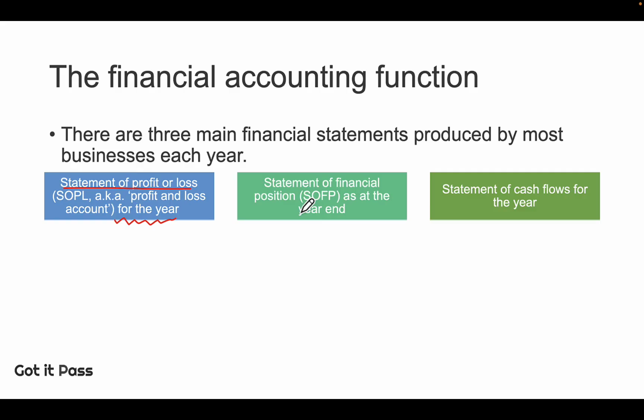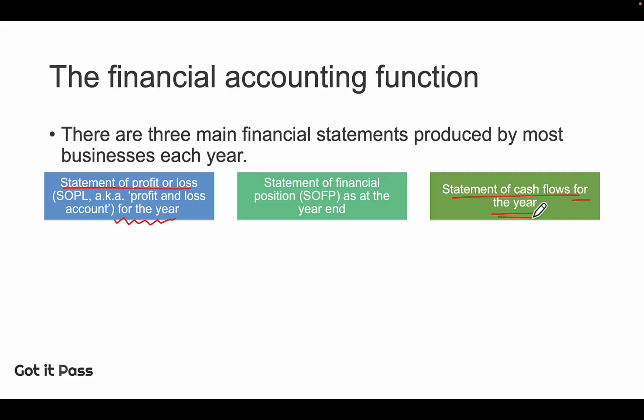Another main financial statement is the statement of cash flows for the year. Remember, this also covers a period of time. It's for the year. It can show you the accumulative activities generated in the year for the cash flows.